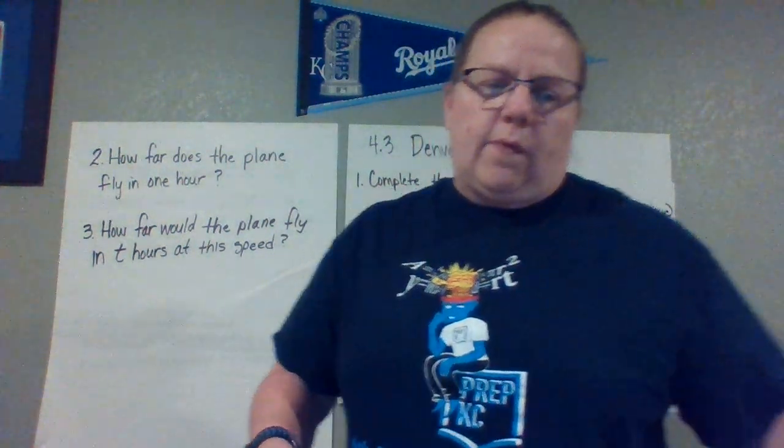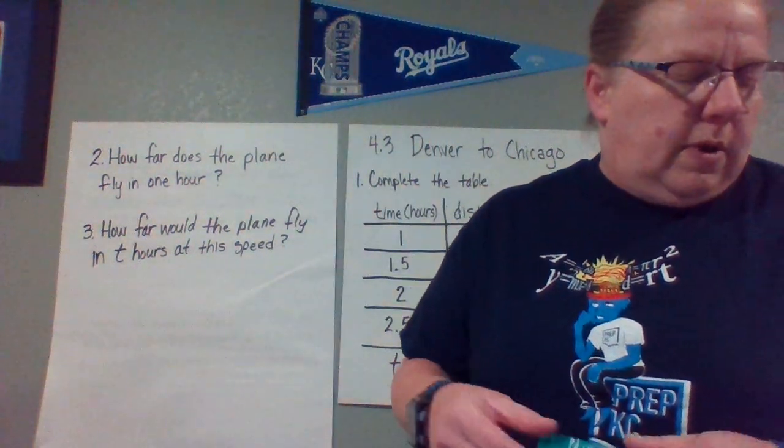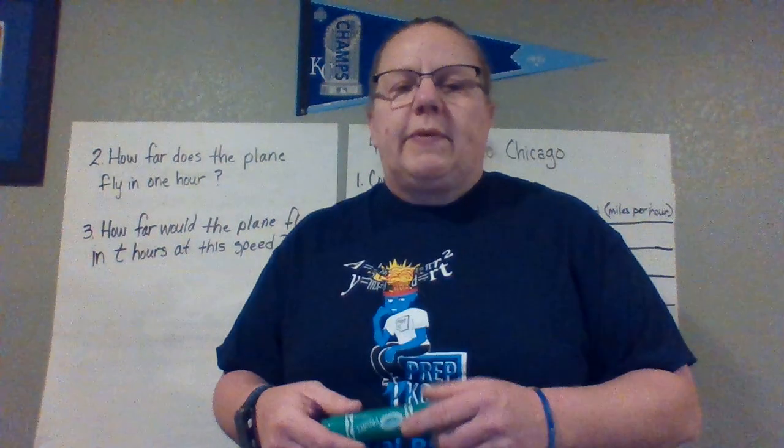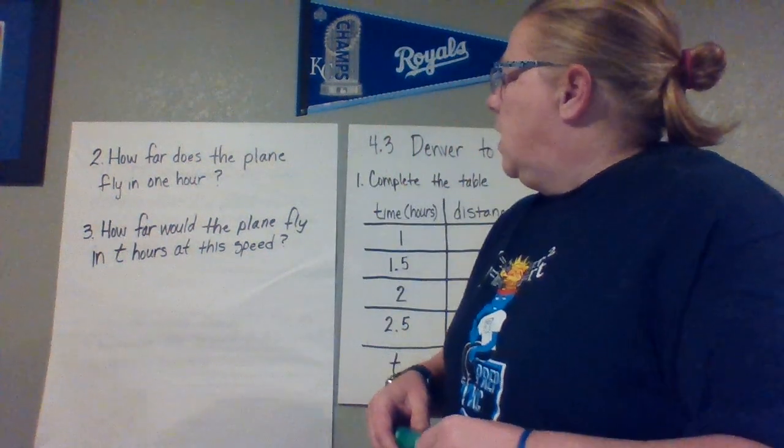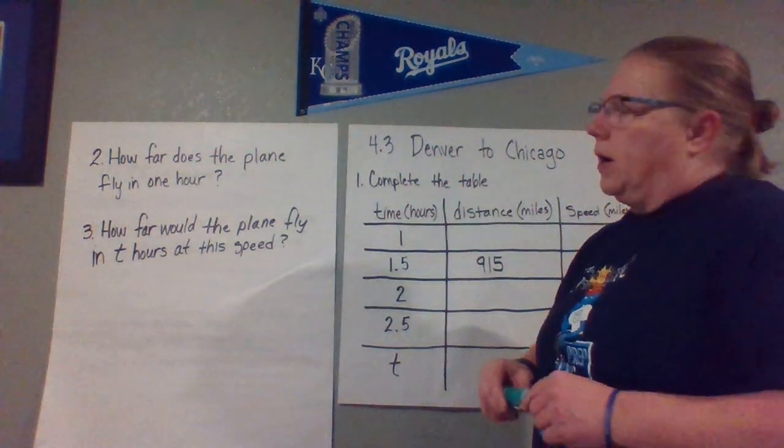This week's is also going to come from introducing proportional relationships, and we're specifically looking at relationships and how to write our equations. So we are going to look at the problem 4.3 Denver to Chicago.